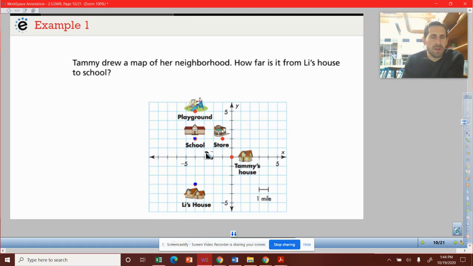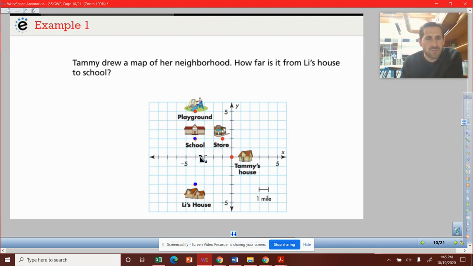Now, the easy way, but I also want us to be able to calculate, but the easy way is just start counting. First of all, what is this graph counting by? We went 1, 2, 3, 4, 5, right? So every box is 1. And we can check that this way too. 1, 2, 3, 4, 5. Every box is 1. So how far is Lee's house from the school? 1, 2, 3, 4, 5. It's 5 units away. So that's the easy way to do it. Just look at the graph and start counting.